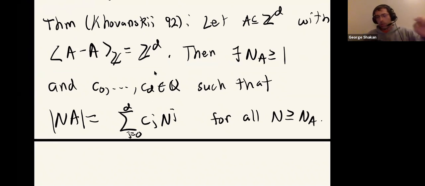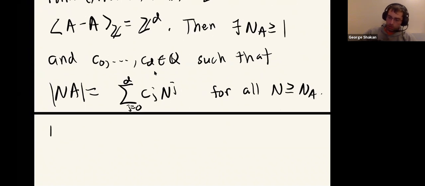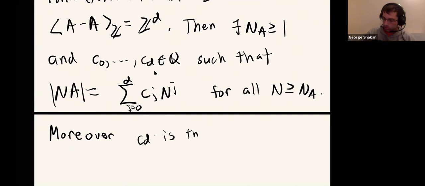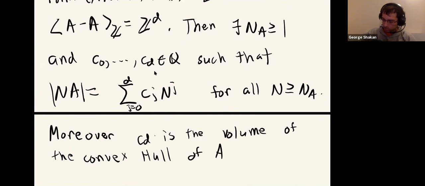Okay, so this theorem gives us that the cardinality of the n-fold sumset is a polynomial of degree d for a d-dimensional set. We're not going to really dwell on this too much, but moreover, the leading coefficient is equal to the volume of the convex hull of A. Maybe that's not so surprising.